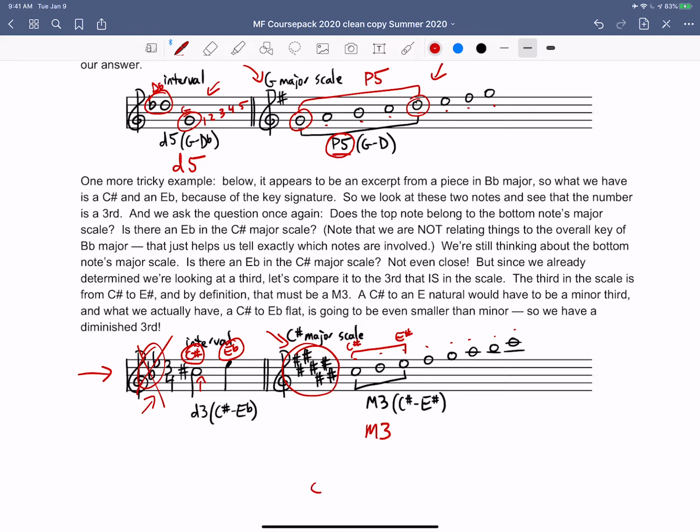So if a C sharp to an E sharp is a major third, right? That means that a C sharp to an E natural, I'm just going to write it as a regular E, that one is a half step smaller, right? Because the E is a little bit closer to the C sharp. That one's going to be your minor third, but that's still not what we want, right? A C sharp to an E flat, where we've made the top note get even closer to the bottom note, and I'm going to erase this thing right here to get it out of the way, that is, in fact, even smaller than minor, meaning it is diminished. So our answer here is a diminished third.